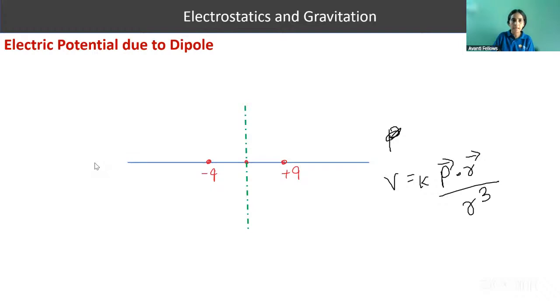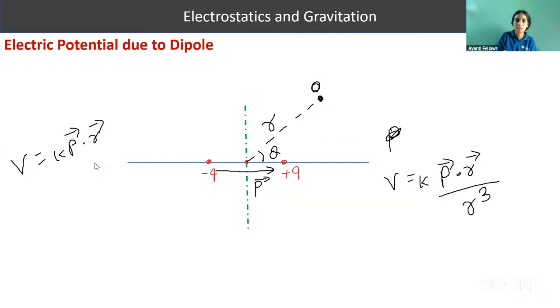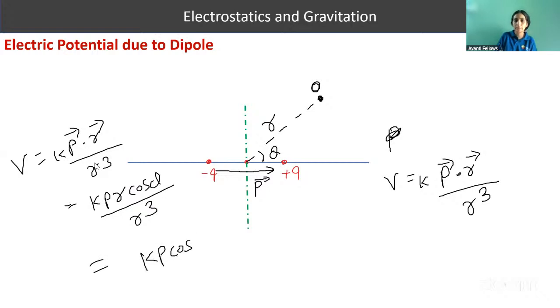p dot r means, if you want to find the potential at any random point, suppose at this point, and this angle is theta and this distance is r, and this is your dipole moment. Done. Potential will be what? k p dot r divided by r cube. So it will become how much? What will you write for p dot r? p r cos theta divided by r cube. So this is k p cos theta by r square. Okay. This is your potential. But we need to cross check it. I will cross check it when you solve questions, but it is correct.